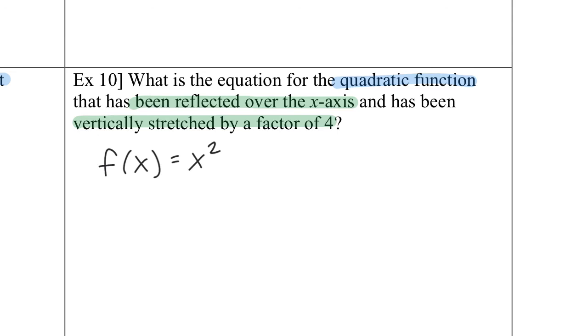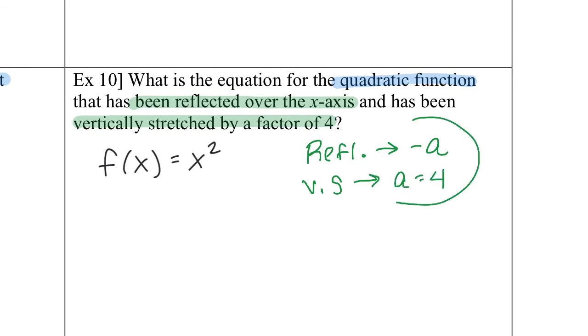So we have two things going on. Let's take them one at a time. For the reflection, that means that you have a negative a value. Now, vertically stretched by a factor of 4, I'll do VS for vertically stretched. That means that your a is equal to 4. So when you combine these two together, overall, you're going to have negative 4 f of x. Remember, the negative does one job and the number does another. The negative reflects, the number will either stretch or compress.